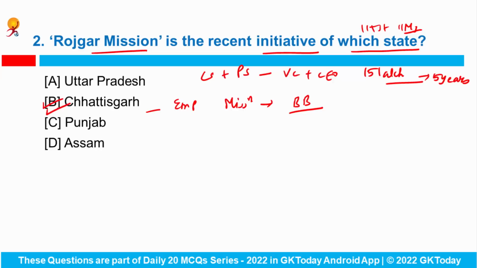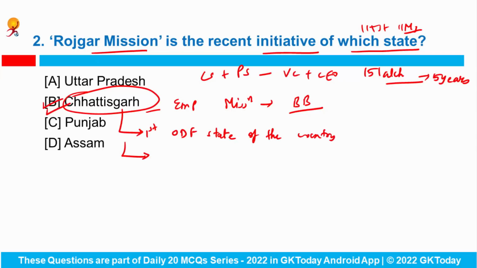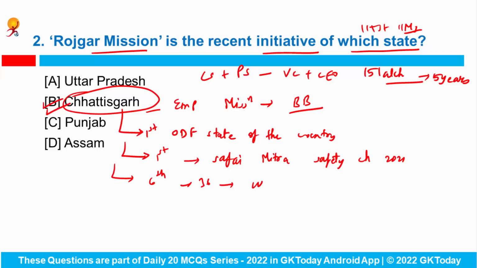Now let's see some of the important things why Chhattisgarh was in the news. First of all, it was declared the first ODF state of the country. Then it occupies first place in the Safai Mitra Safety Challenge 2021. Also, it ranked 6th among 36 states and union territories of the country in the World Bank's Ease of Doing Business ranking for the year 2020-21. Do remember that the Ease of Doing Business report is from the World Bank.